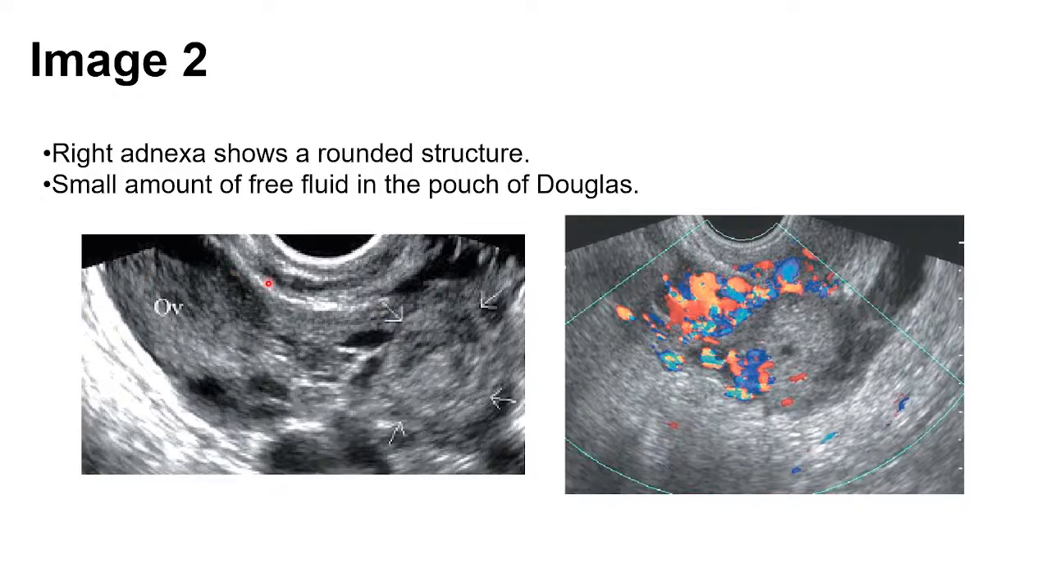Look at it closely. What is this rounded structure in the right adnexa? Pause for a moment. Don't rush to report it. Rescan again. Zoom the image. What is that?